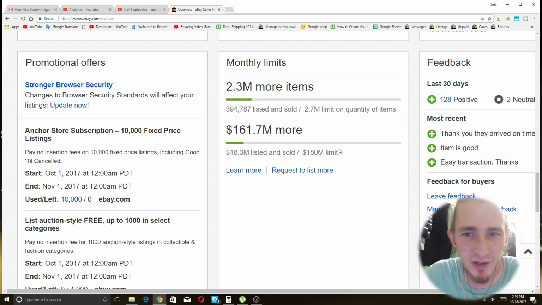Okay, so first you have to understand how eBay account limits work. You have a quantity limit and you also have a dollar limit. The quantity limit determines how many items you can have posted and sold at any given time. Same with the dollar limit, right? So typically you'll start off with something like 100 items and maybe $1,000 or $5,000 or $10,000 as your item total dollar limit, right? You can increase these limits exponentially.